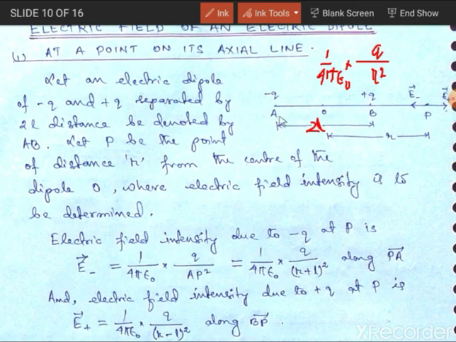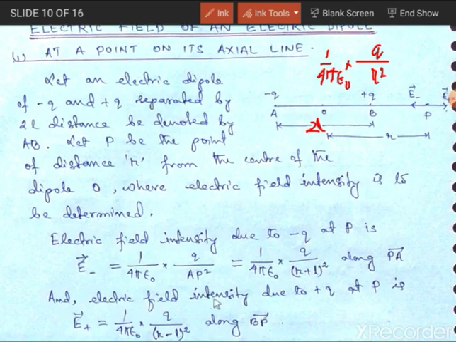And the direction of the electric field will be along PA because this is a negative charge. If you assume that there is a test charge here, q naught, then that test charge will be attracted, because a test charge is always positive and this is negative, so it will be attracted toward the negative charge. So the direction of the electric field E vector minus will be acting along this PA. That is what I'm writing here.